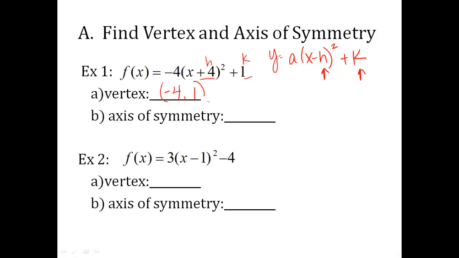It's just a 1. So my axis of symmetry is simply x equals whatever the h was, in this case negative 4. So x equals negative 4. Look at this equation. Here's my a, here's h, and here's k. Remember, this is negative h. That means the real h is a positive 1. My k is a negative 4. The axis of symmetry then would be x equals 1.